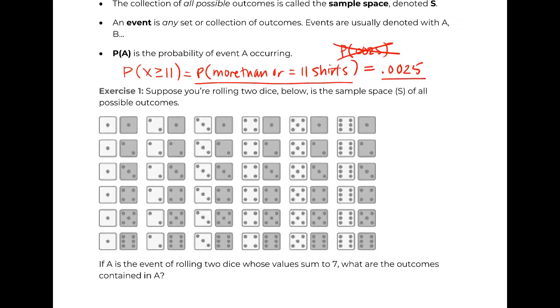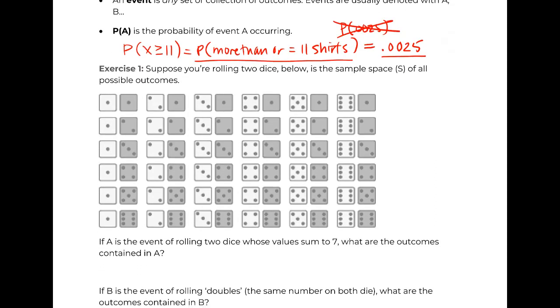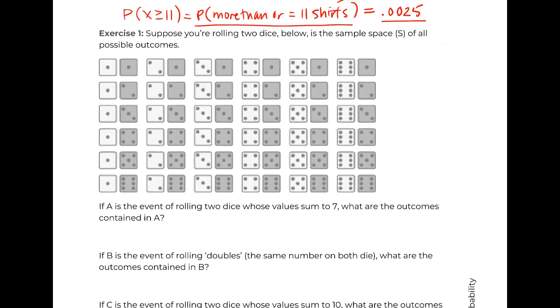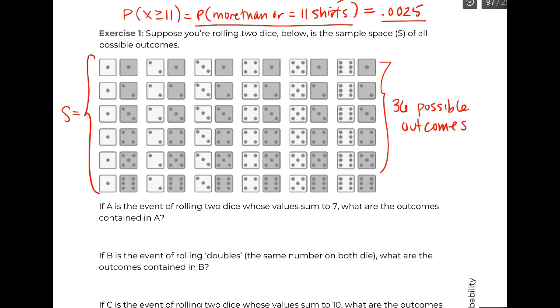All right, so our first exercise to sort of illustrate some of these ideas and definitions. If you're rolling 2 dice, you have a sample space of every possible outcome. So you can see them here. There are 36 possible things that can happen inside of that sample space when we're rolling 2 dice. And this whole thing is S. And we'll usually use this curly bracket notation whenever we're writing out a set or a list of things.